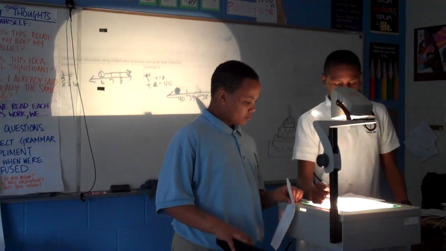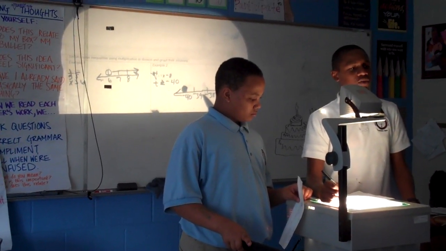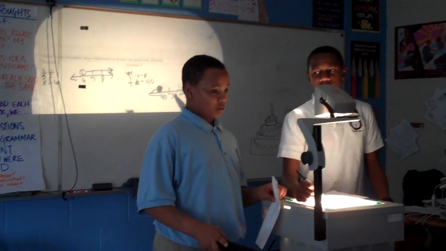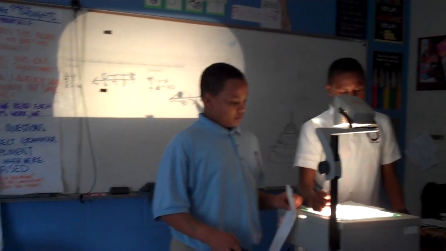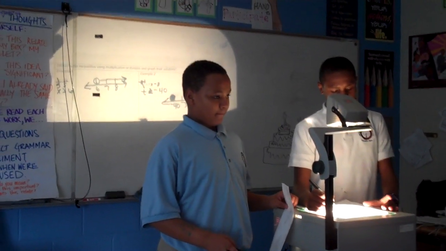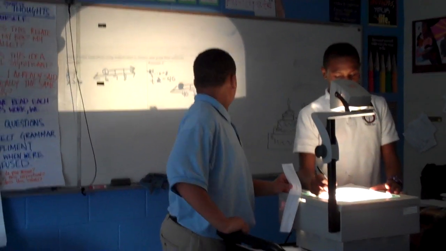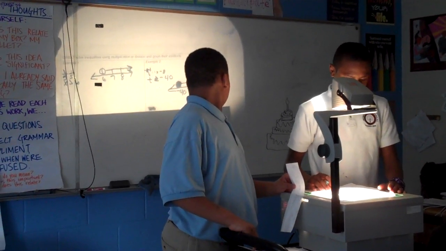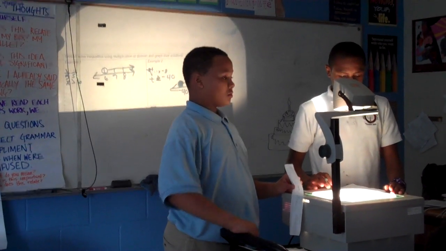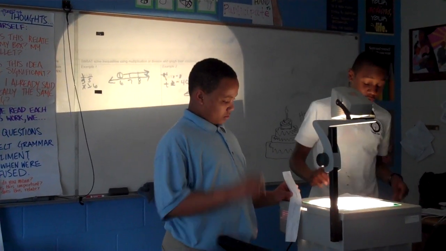Can anyone tell me what direction this is going? Joshua: The arrows will be going to the right. Why is that? Because T is greater than or equal to -40, so it will be going higher. Good job.